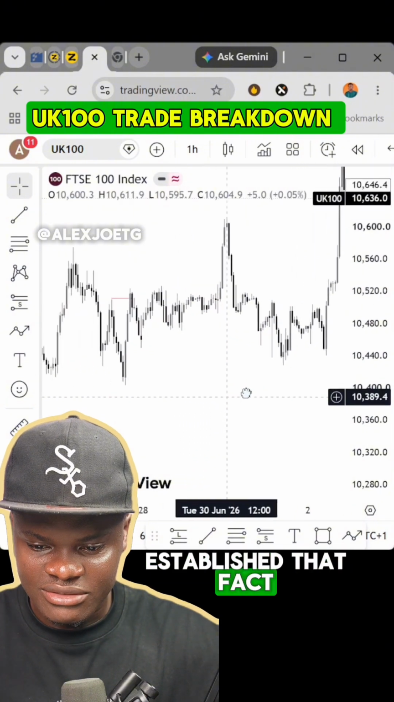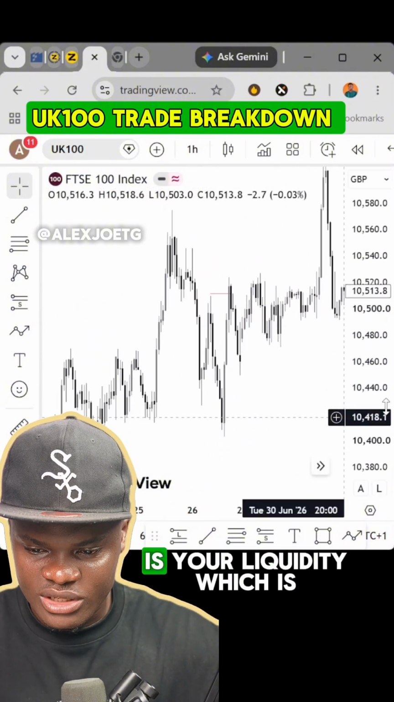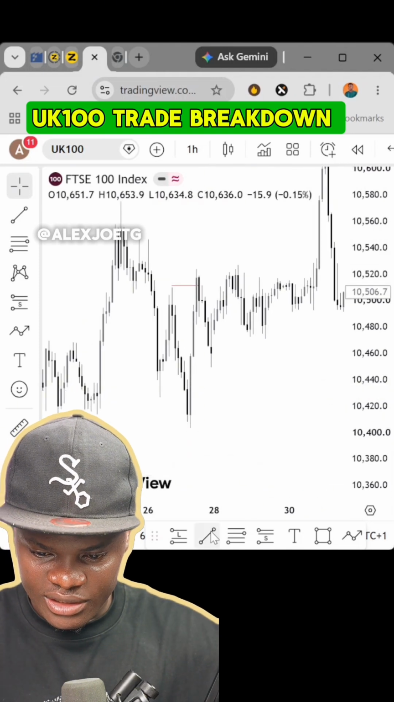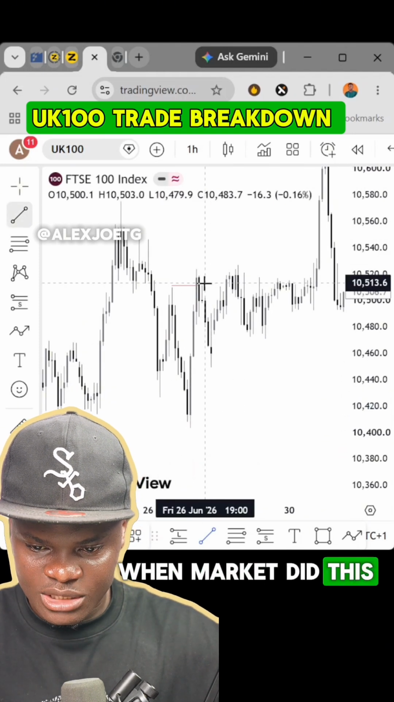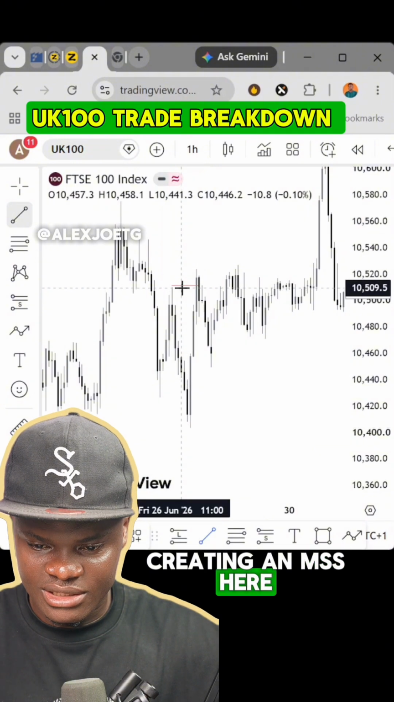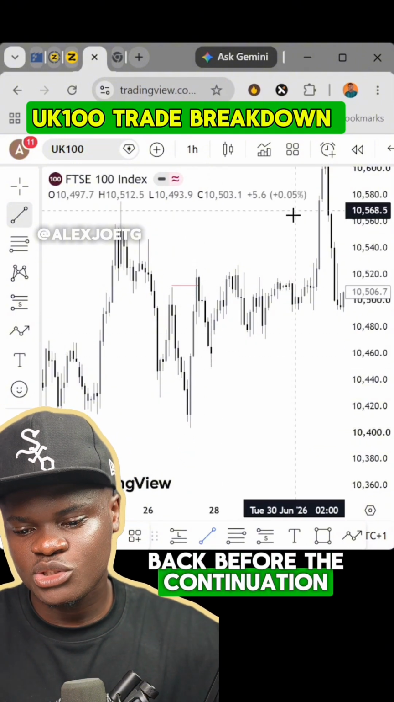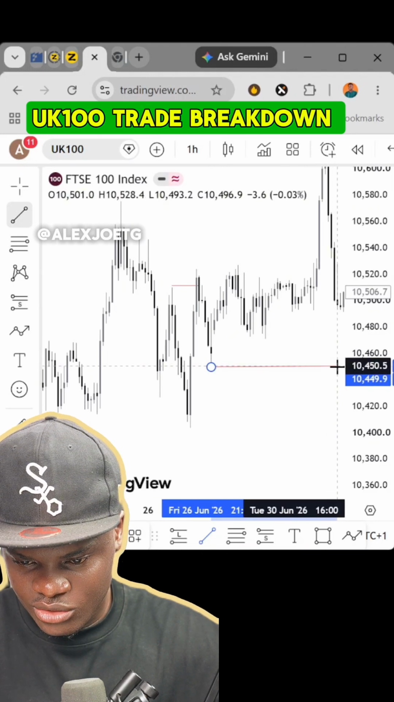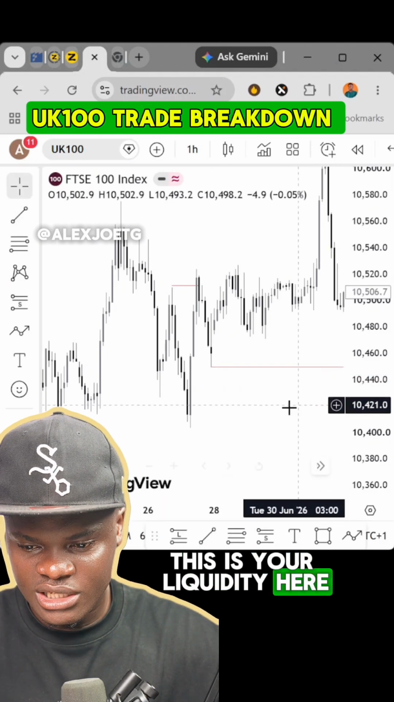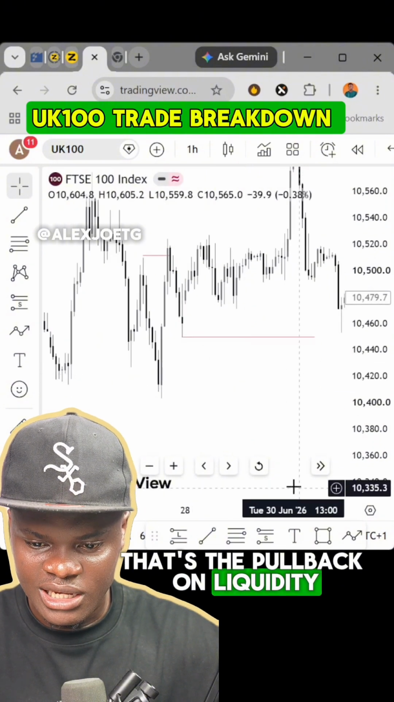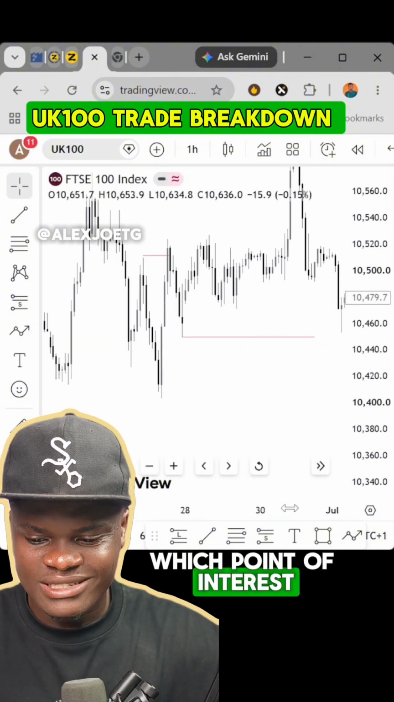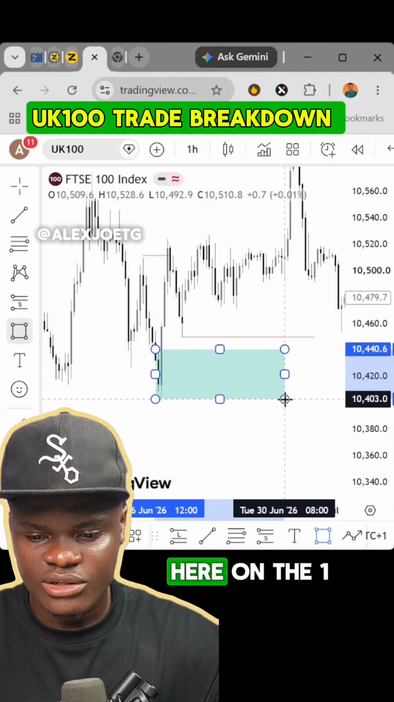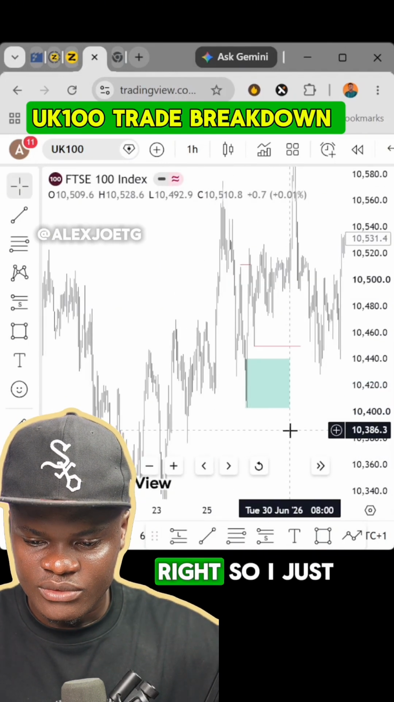Since we've established that fact, another thing you should be looking out for is your liquidity, which is when the market did this push to the upside, creating an MSS here, it made a pullback before the continuation. That pullback is this guy, which is what? Your liquidity. This is your liquidity here. That's the pullback or liquidity. And then which POI, which point of interest, is the closest to this? Is this guy. This is another block here on the 1 hour time frame, right?